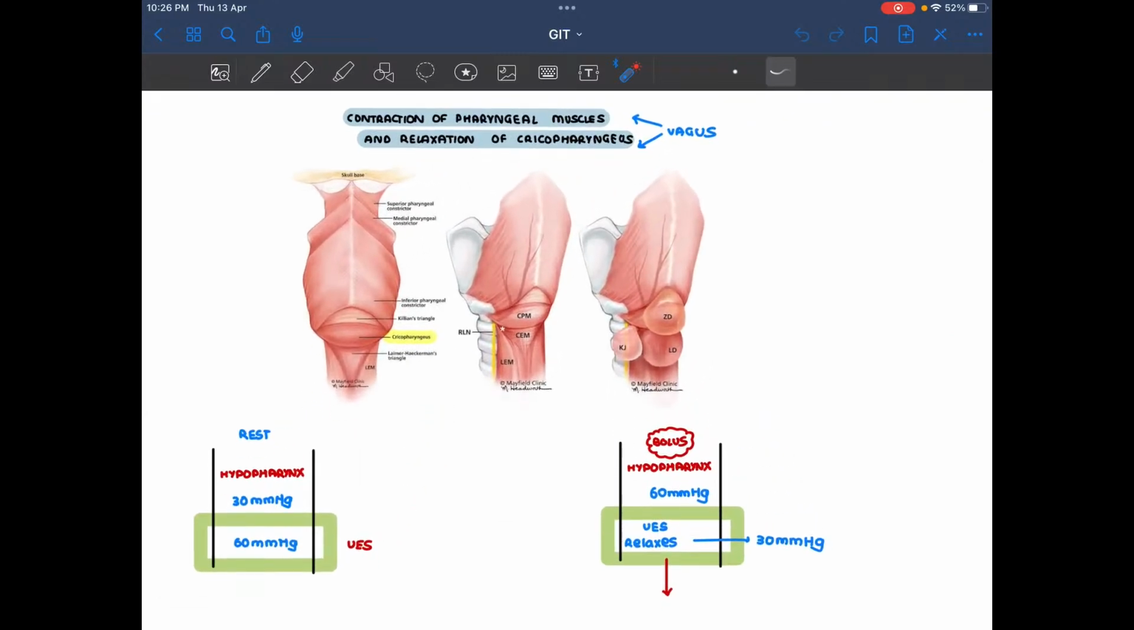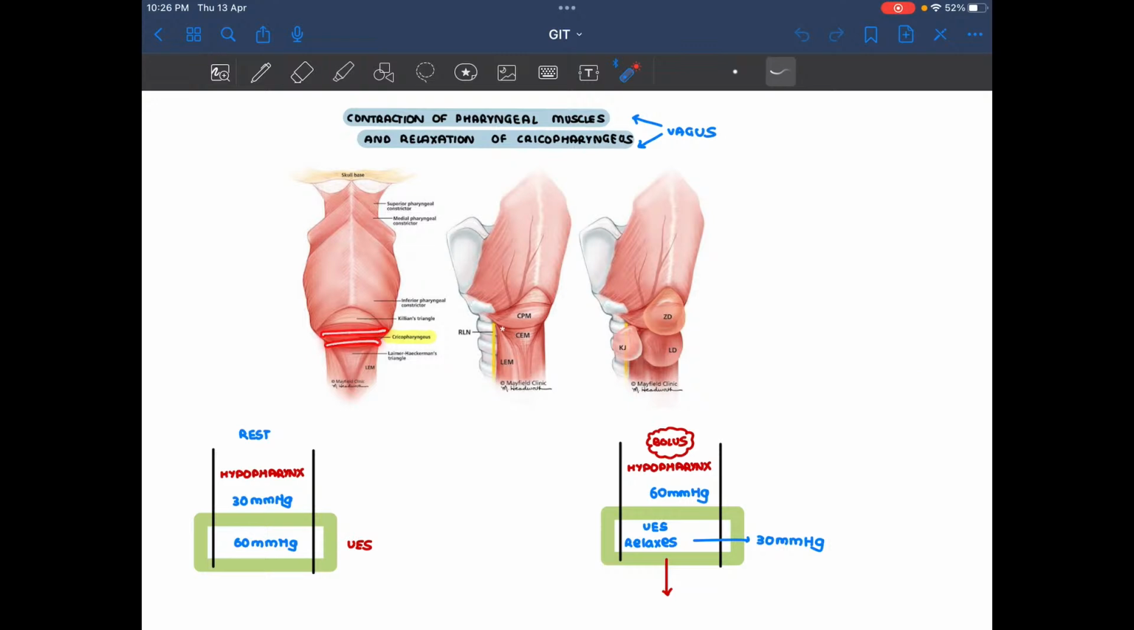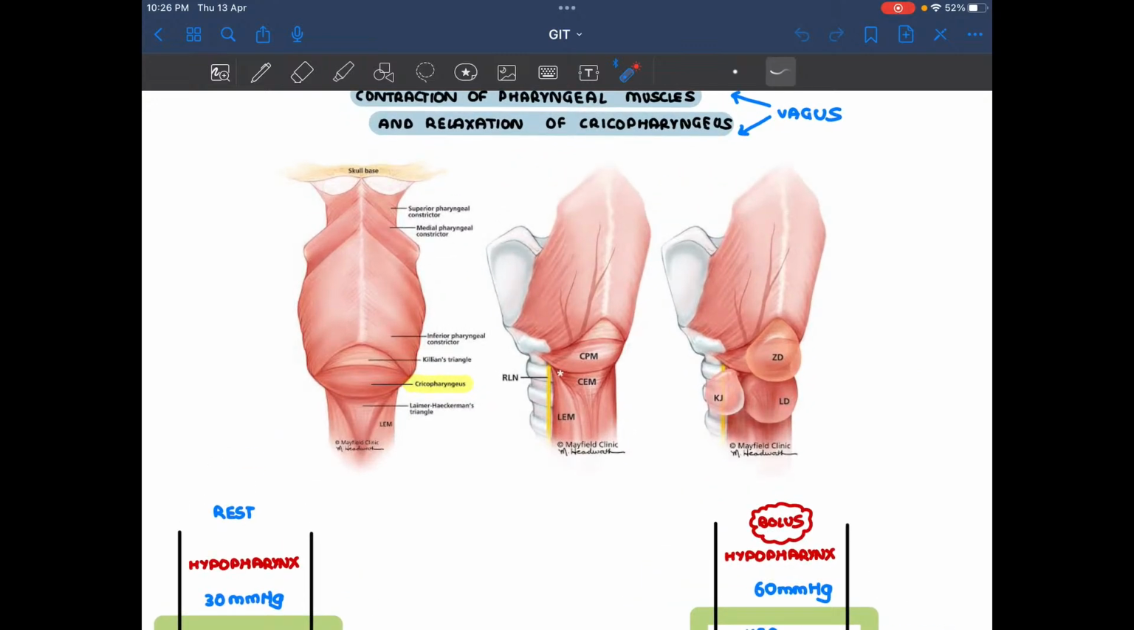Okay. All right. So what's going to happen next is, once the bolus enters into the pharynx, there is one more hurdle, that is your upper esophageal sphincter. That is the hypopharynx, where it enters into the esophagus. It's going to be protected by something known as the cricopharyngeus muscle. So we know that there is the inferior pharyngeal constrictor, and these are two parts of it, that is the cricopharyngeus and your thyropharyngeus. So this cricopharyngeus over here is forming the upper esophageal sphincter.